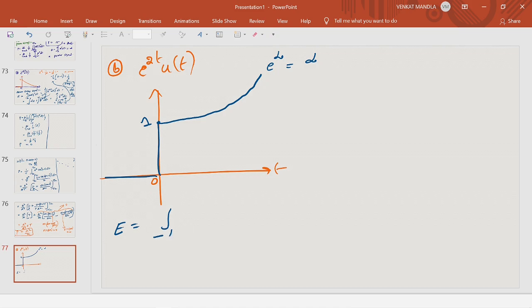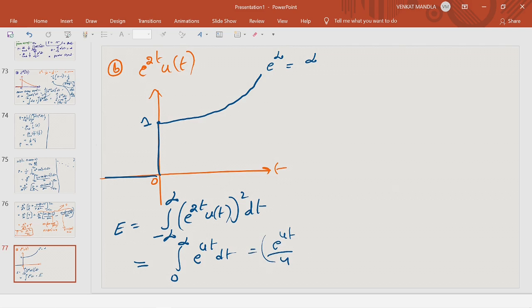Energy equals the integral from minus infinity to plus infinity of x of t whole square dt, that is, e power 2t into u of t whole square dt. What do you get here? Because of this u of t, you have limits only 0 to infinity, and your squaring gives e power 4t dt. So e power 4t by 4, integral from 0 to infinity. If you substitute t equal to infinity, you will get infinity, minus 0, e power 0 is 1, that is infinity. So you got energy infinity. If energy is infinity, next calculate power.